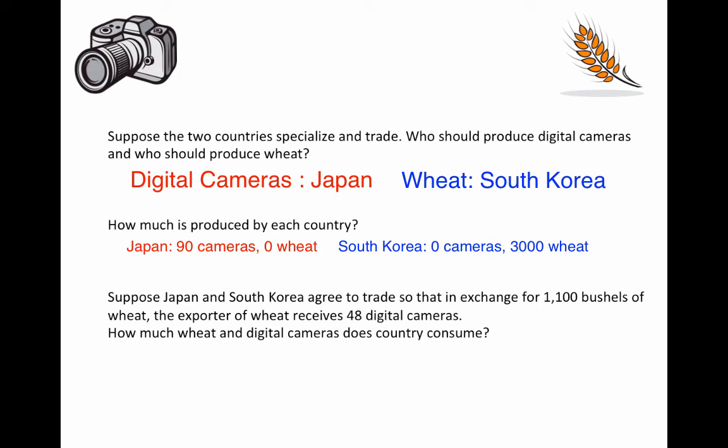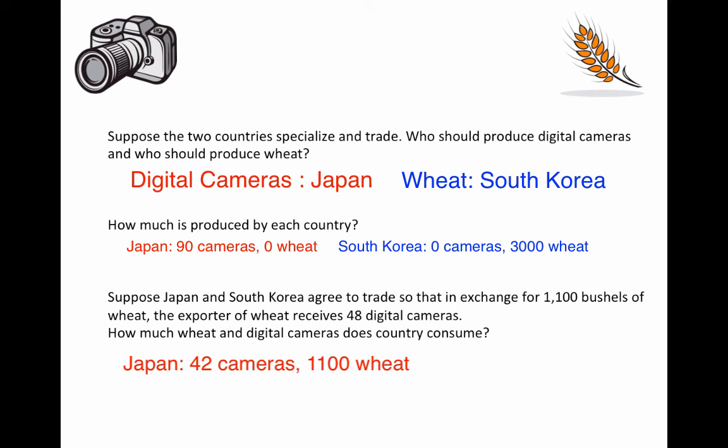Now, Japan and South Korea have agreed to trade, and in exchange for 1,100 bushels of wheat, the exporter of wheat will receive 48 digital cameras. So Japan is the producer of digital cameras. So Japan trades 48 digital cameras, leaving them 42 digital cameras left, in exchange for 1,100 bushels of wheat. Japan consumes 42 digital cameras and 1,100 bushels of wheat.